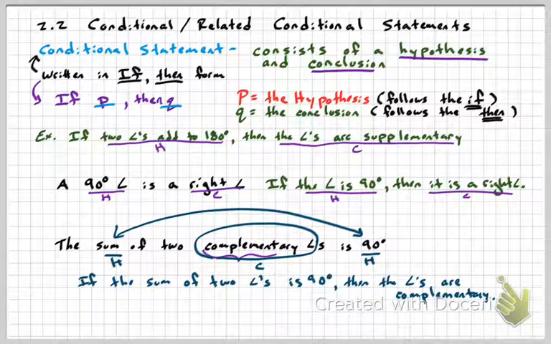Right? So because we know that they have a sum that's equal to 90, we can then say that they are complementary. That would be our conclusion. So the big takeaway here is, for a conditional statement, the hypothesis follows the if, the conclusion follows the then. If something happens, then something else happens. Or if something's true, then something else is true. All right?